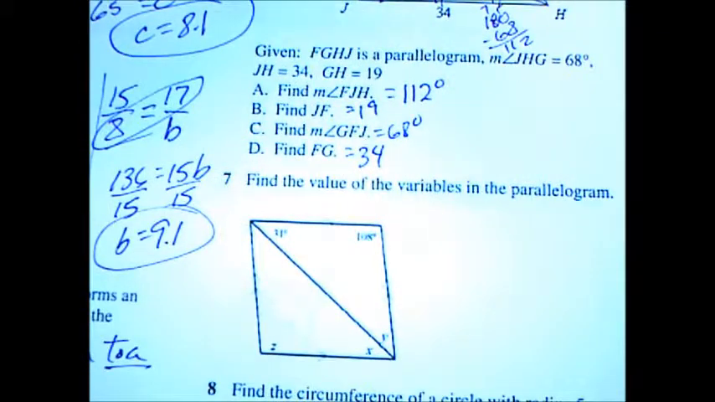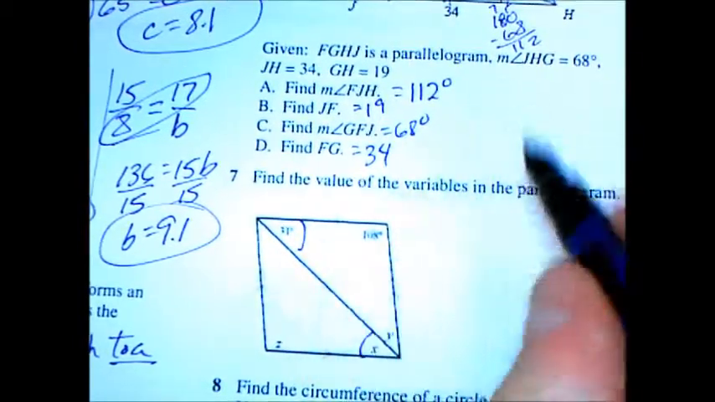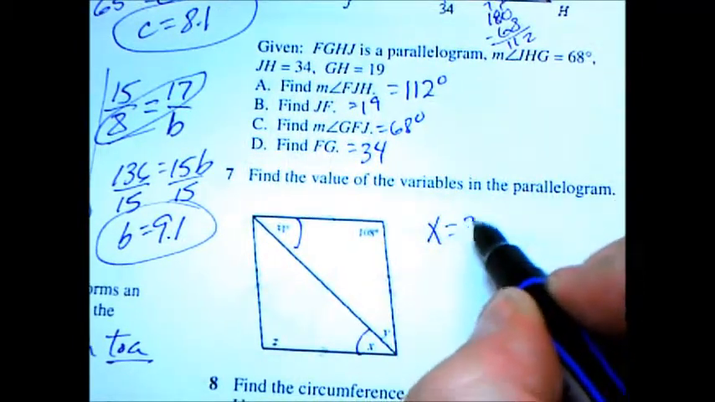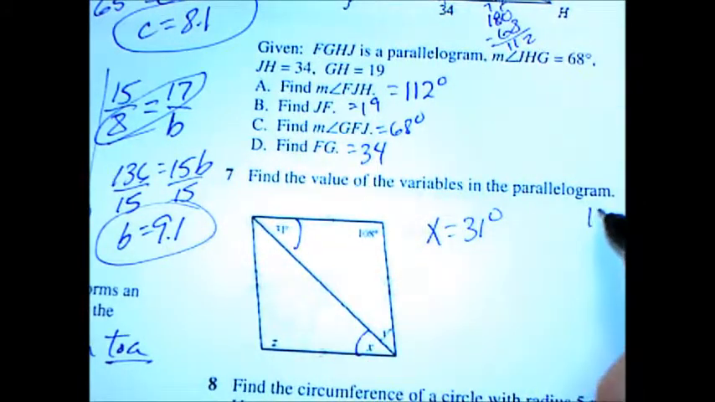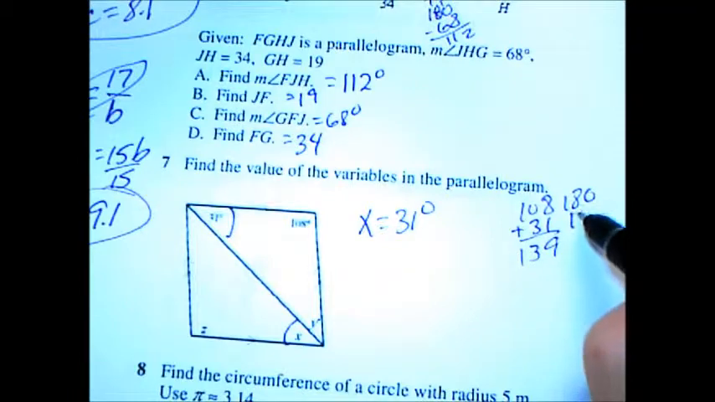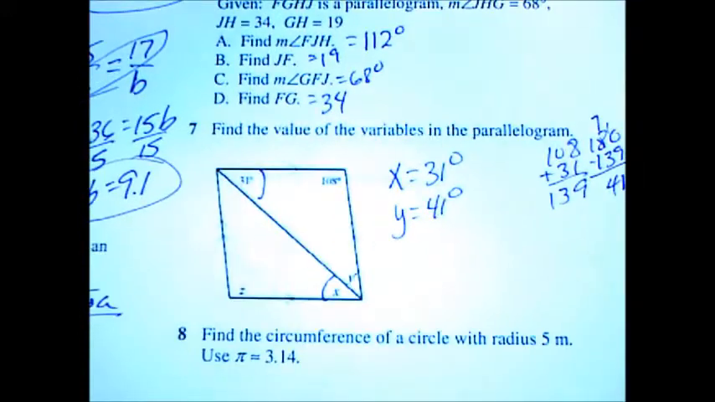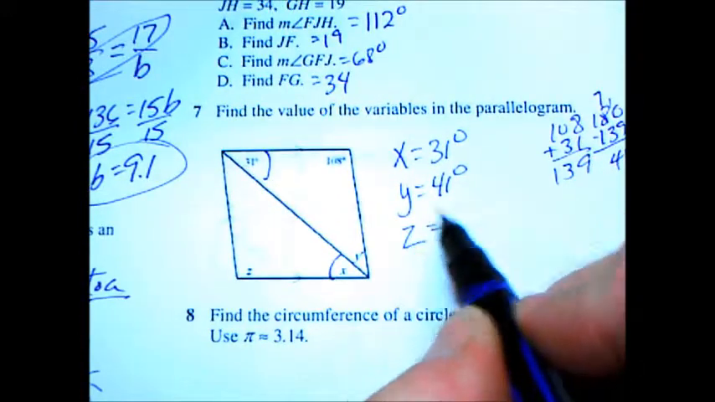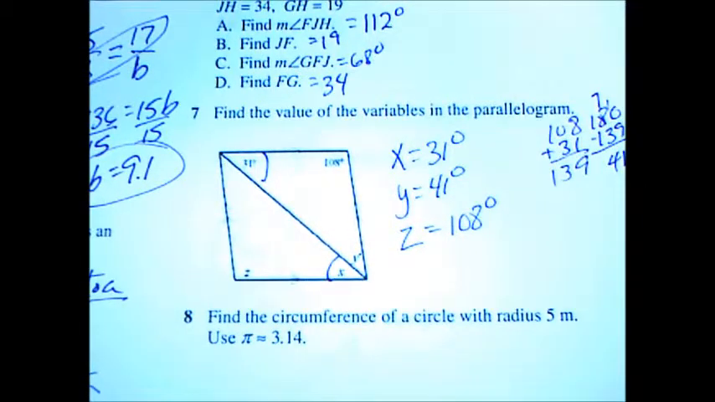Okay, number 7. X is an alternate interior to my 31, so that means X is equal to 31 degrees. To find Y, I'm going to take 31 plus 108, add it up, and then I want to subtract it from 180 because I know all the angles of a triangle add to 180. Okay, so that means Y is 41 degrees. And then to find Z, Z is opposite, so that means it is equal and it'd be 108.